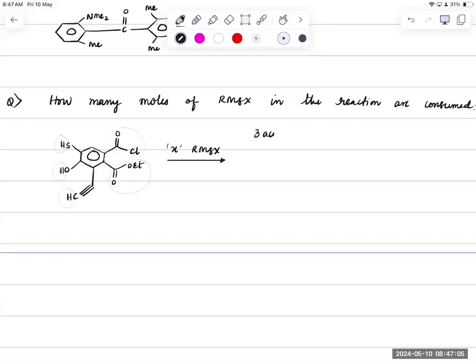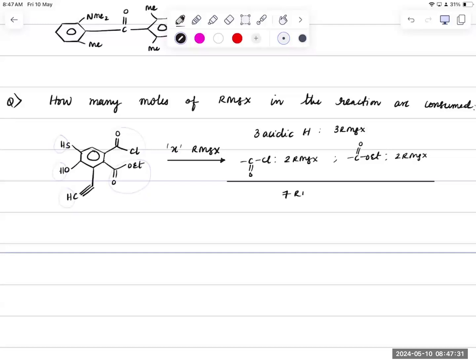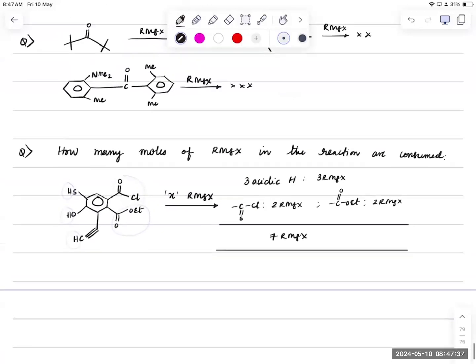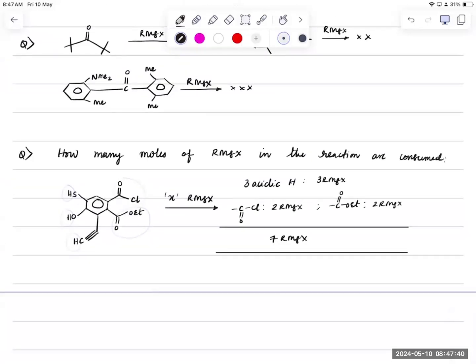Three acidic hydrogens are present. Those three will consume 3 RMgX, and C double bond O Cl will consume 2 RMgX, while C double bond O OEt will also consume 2 RMgX, right? So what is the total number of RMgX consumed? 7 RMgX will be consumed. So 7 moles of RMgX are consumed. Is this clear, everybody? So we just need to check and let us know how many moles will be consumed or how many moles will be remaining.